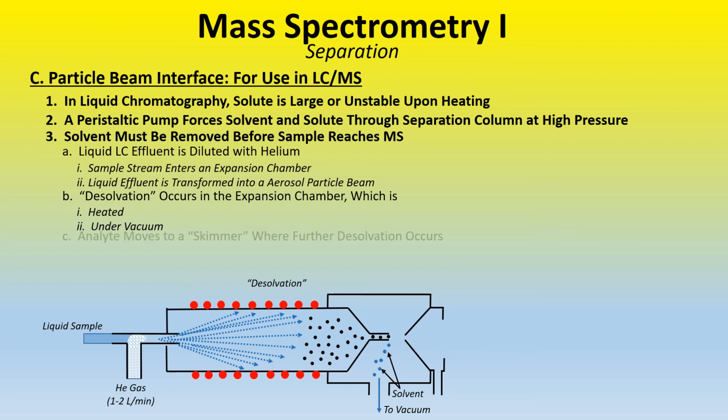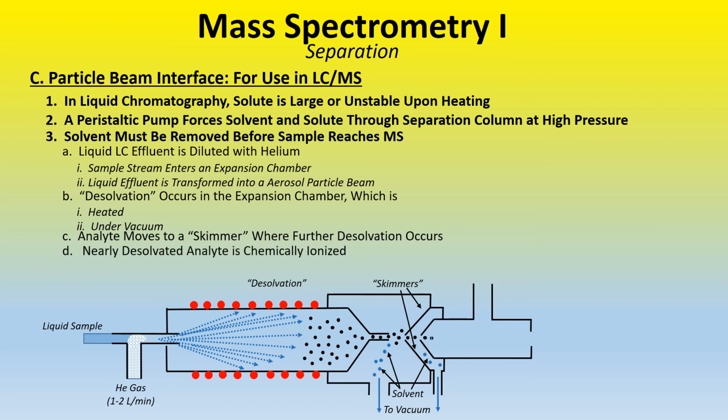The analyte moves to what is called a skimmer, another orifice, where it is slowed down and further desolvation occurs. At this stage, you now have a nearly completely desolvated analyte, and now it goes into an activation chamber where it interacts with chemical ionization to become an excited molecule, where it can be sent to the mass spec for analysis.